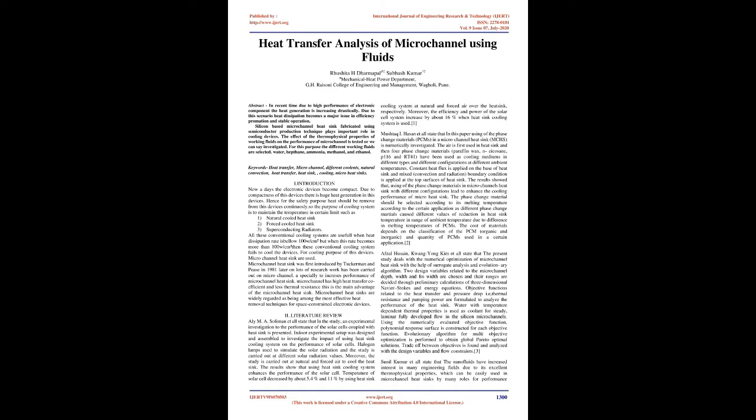3. Superconducting radiators. All these conventional cooling systems are useful when the heat dissipation rate is below 100 W/cm², but when this rate becomes more than 100 W/cm², these conventional cooling systems fail to cool the devices. For cooling of these devices, microchannel heatsinks are used.